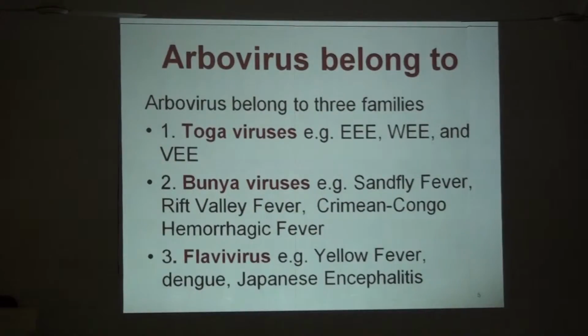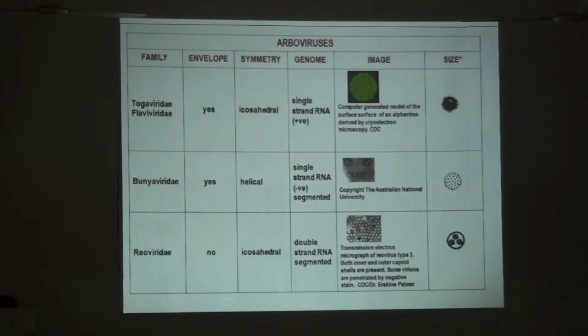First is the Togavirus, which includes the Eastern and Western equine encephalitis virus. Second is the Bunyavirus, which includes sandfly fever and other hemorrhagic fevers. Third is the flavivirus, which includes yellow fever, dengue, Japanese encephalitis, and even the KFD virus. Here, in tabulated form, we see the arboviruses along with their shape, but I am not going into details.